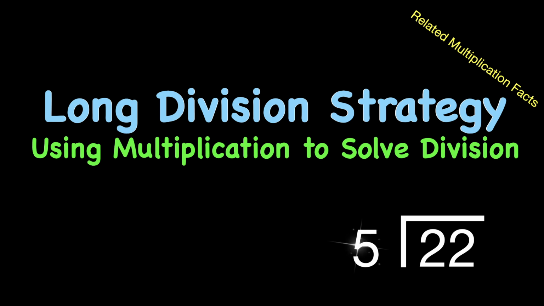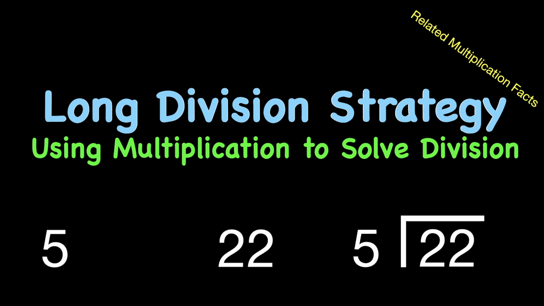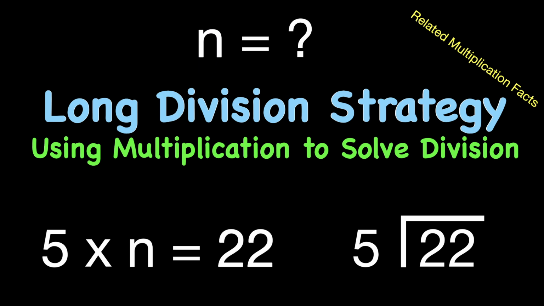For example, 22 divided by 5, we can use the 5, we can use the 22, and we can even use the part on top that we don't know the answer. Let's just call that n. We'll give that a variable, and that is the unknown number that we need to find. With that information, we can write the equation 5 times n equals 22. And our job is to solve for n. In other words, what does n equal?